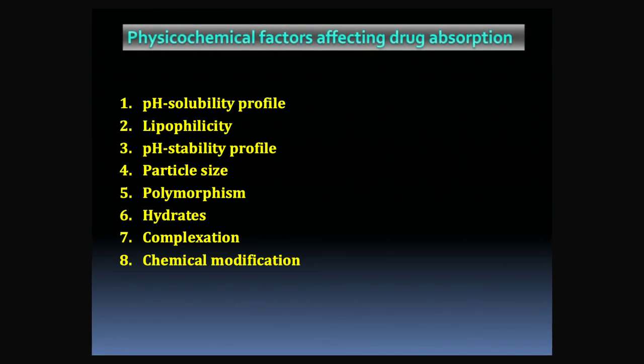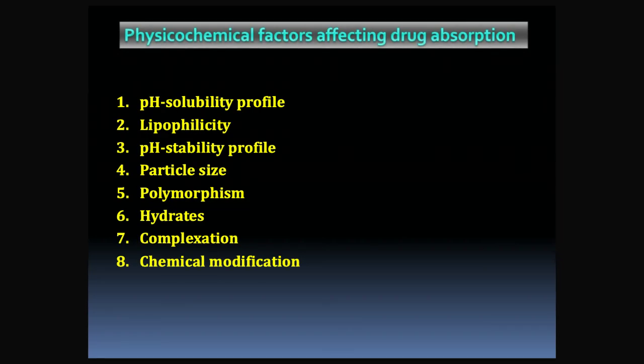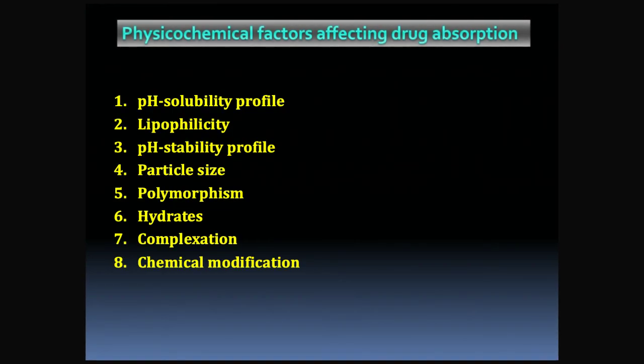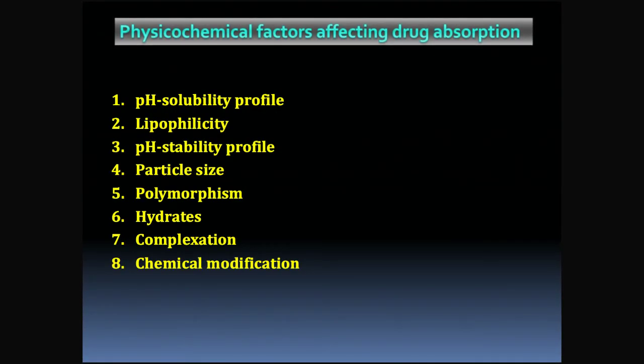Observe this roadmap of 8 physicochemical parameters that systematically determine whether a molecule successfully reaches the systemic circulation or fails at the biological threshold. We prioritize the pH solubility profile and lipophilicity because they govern the equilibrium between the drug in solution and its subsequent ability to permeate the lipid bilayer.